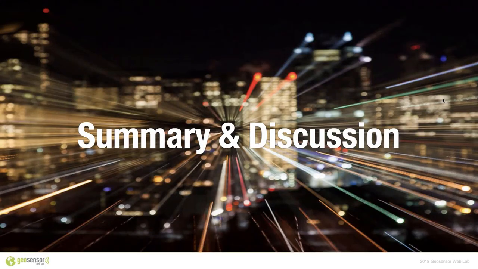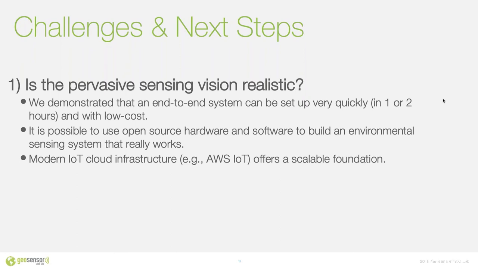So as the summary and discussion, I put four challenges that we have in our lab, which we are working on for the next steps. The first one is, can we have a pervasive sensing vision? Can we have it realistically? We are almost there. We have the technology. We try to have a reliable, scalable framework for research projects and scientific purposes. We demonstrated an end-to-end system that can be set up very quickly, thanks to SensorThings API, and at low cost. It's possible to use open source hardware and software to build an environmental sensing system that really works. And also, modern IoT cloud infrastructures such as AWS IoT offer a scalable foundation for our projects.